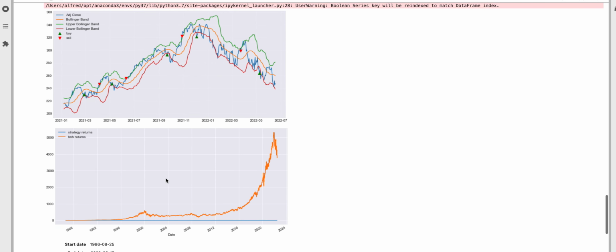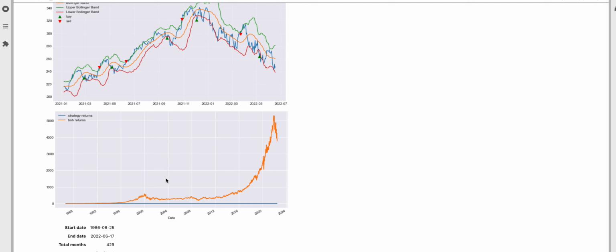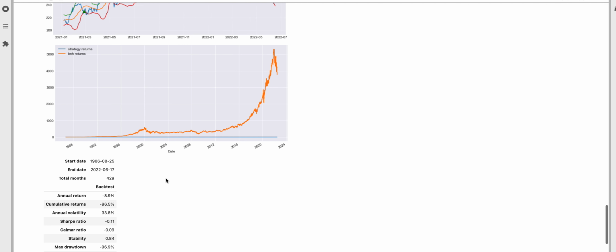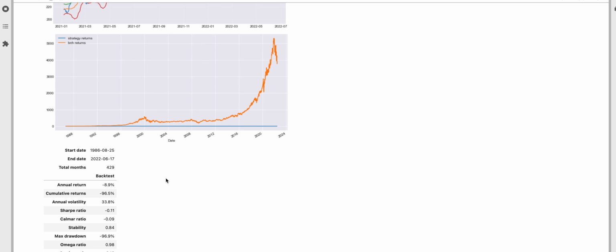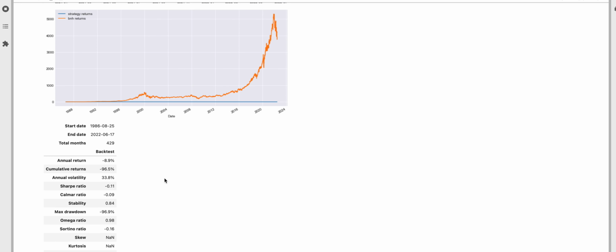If we compare the strategy returns and the buy and hold returns, this strategy is showing a pretty bad performance with a Sharpe ratio of negative 0.11, which is close to 0, and a maximum drawdown of 97%. In general, as we said before, a long short strategy will perform worse than a long only strategy for a long trading period.